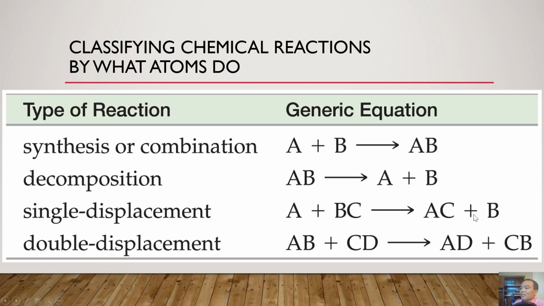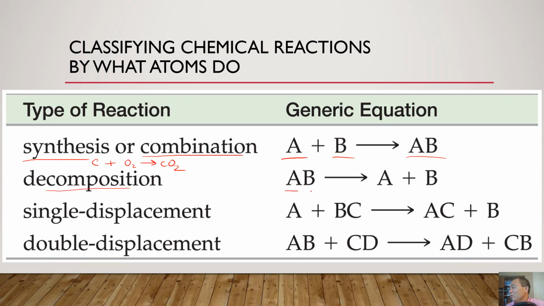A chemical reaction can also be classified as synthesis or combination, which means you have two or more substances being converted into one. For example, you have carbon reacting with oxygen, this gives you carbon dioxide. That would be a good example, right?